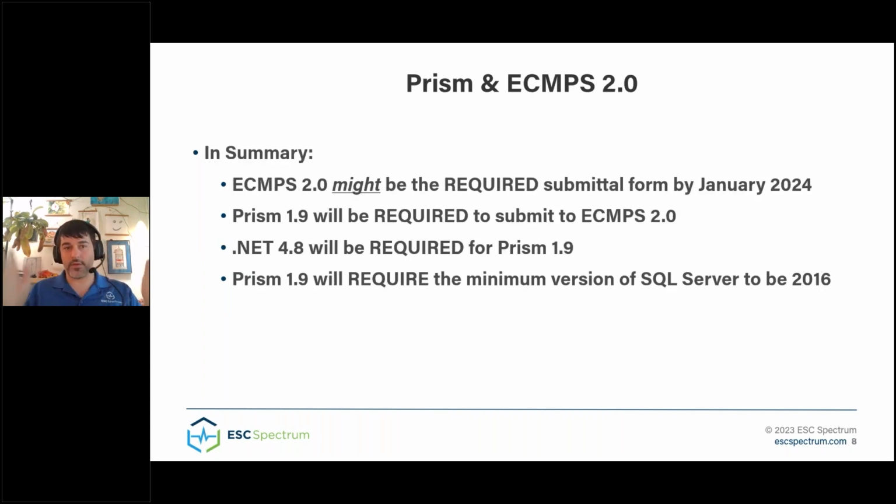Right. So in summary, ECMPS 2.0 might be the required submittal form by January of 2024. That's up to the EPA. Currently, it looks like we're on track for that, but that's out of our control. If you are required to submit to ECMPS 2.0, Prism 1.9 will be required for you because the version we're releasing today probably will not meet all of the needs that ECMPS 2.0 will have. So if you're a customer that cares about ECMPS submittals, you're going to have to get up to 1.9, the next release.